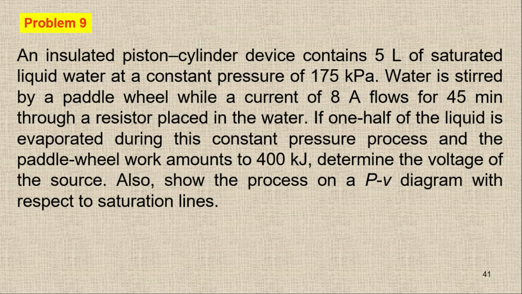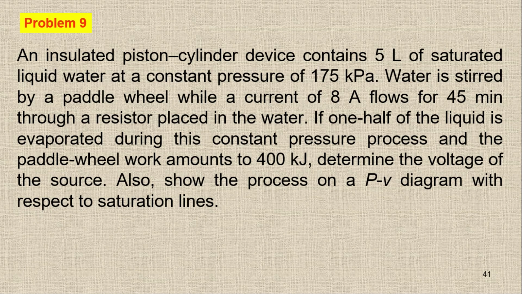The pressure is given, which is 175 kilopascal, and it is written that it is at a constant pressure of 175 kilopascal. So during the process the pressure is constant. Now water is stirred by a paddle wheel. So we have a paddle wheel, so there will be work by the paddle wheel. While a current of 8 ampere flows for 45 minutes through a resistor placed in the water, there is electric work as well because the current is flowing.